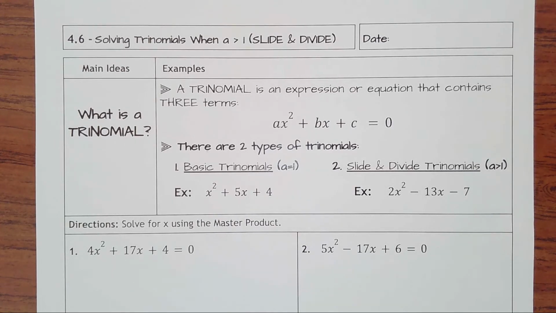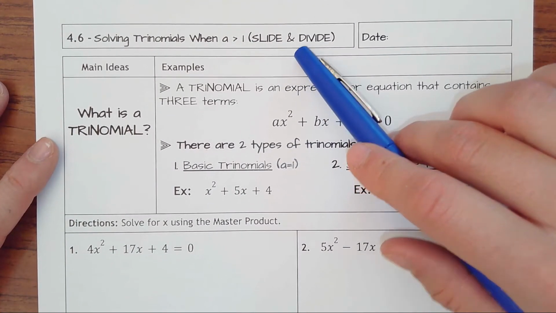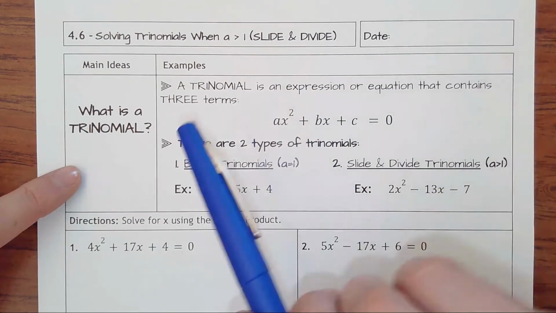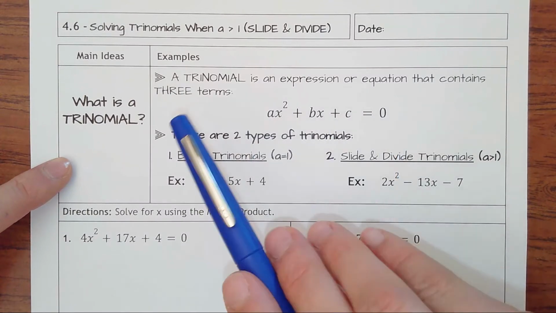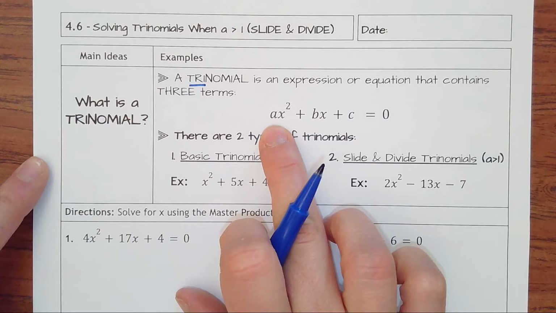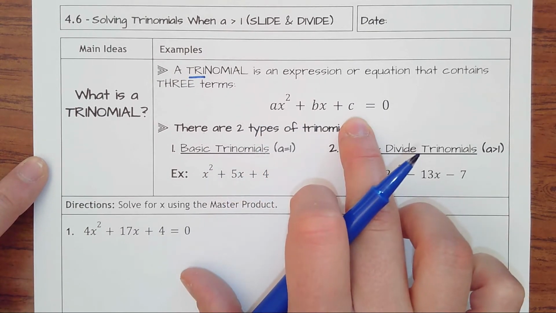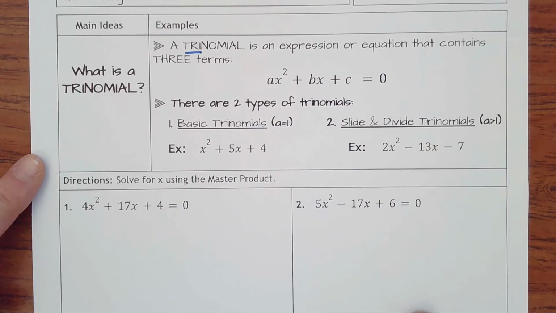Lesson 4.6, solving trinomials when a is bigger than 1. I call these slide and divide trinomials. A trinomial is an expression or equation that contains 3 terms, hence the prefix tri. So we're going to have something squared plus something x plus a constant set equal to 0.